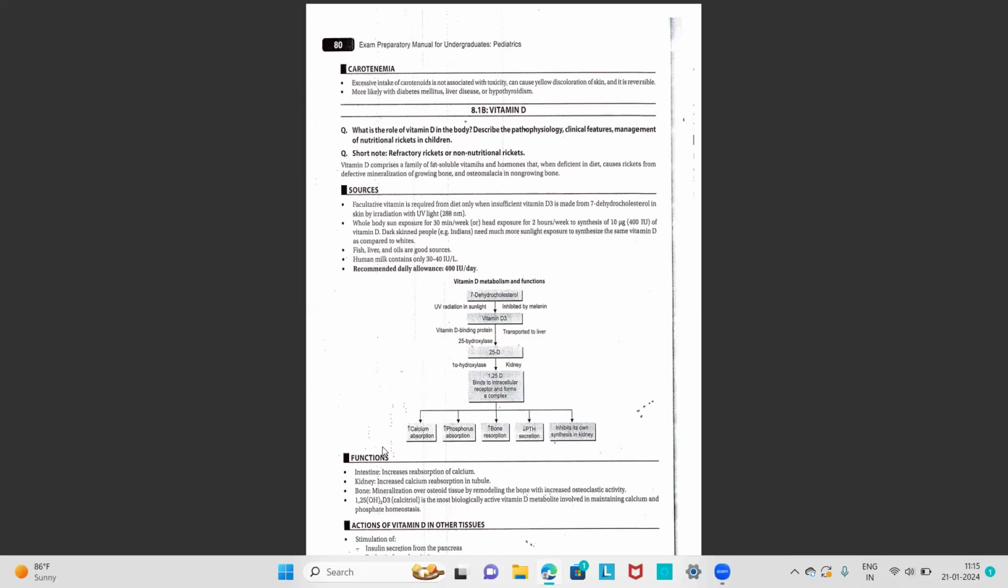Again, the functions: in the intestine, it increases the absorption of calcium; in the kidney, it increases calcium reabsorption in the tubule; and in the bone, it causes mineralization of osteoid tissue by remodeling the bone with increased osteoclastic activity, that is, increased bone resorption by activating osteoclasts. 1,25-dihydroxycholecalciferol is the most biologically active vitamin D metabolite involved in maintaining calcium and phosphate homeostasis.